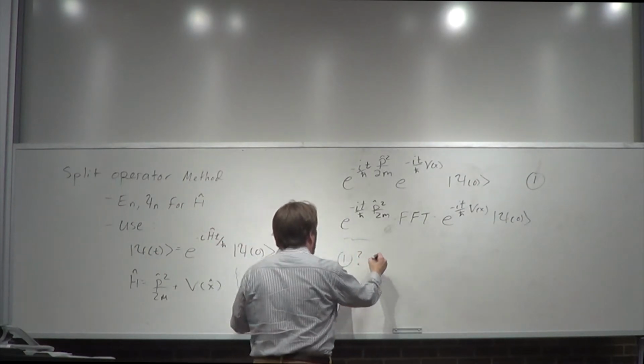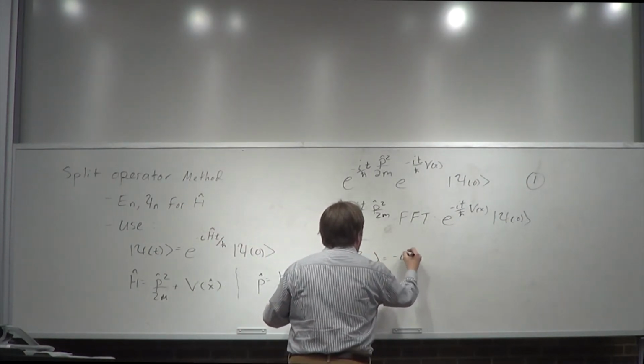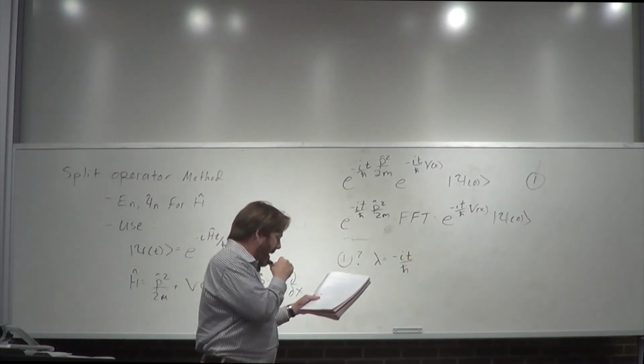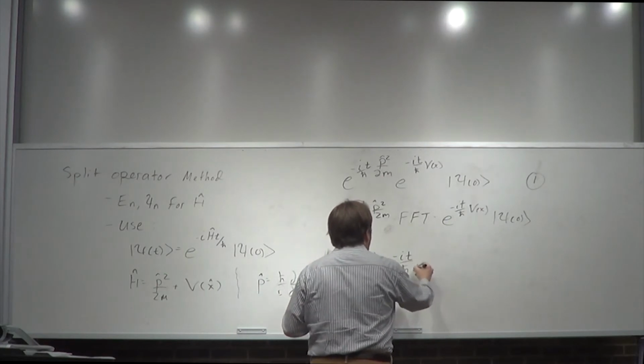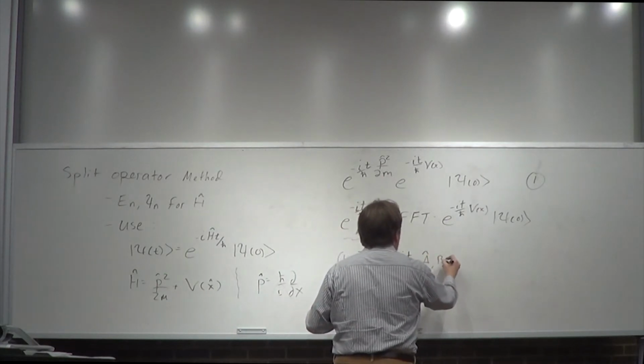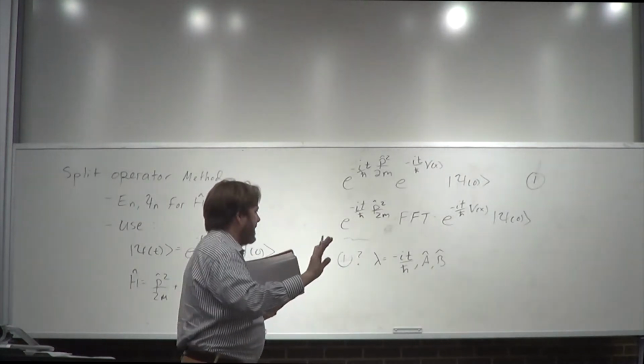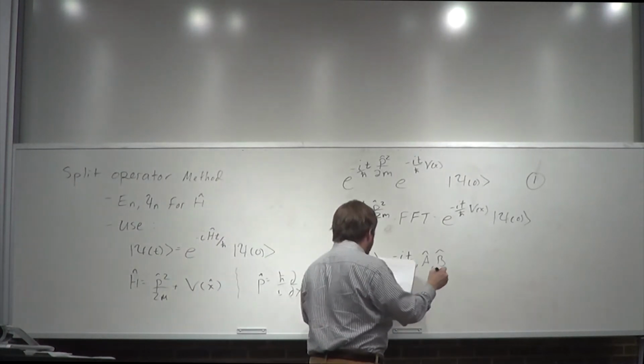I'm going to call lambda iT over h bar. Call lambda that. And now I'm going to have operator A and operator B, which of course is momentum and kinetic energy. Let's not worry about that. I want to show you how it's expressed.